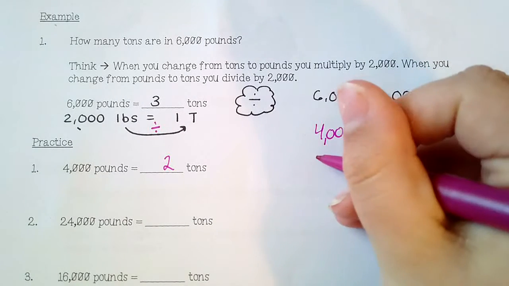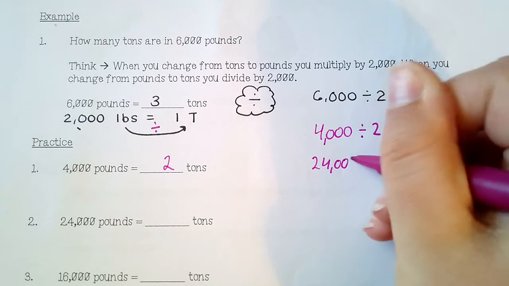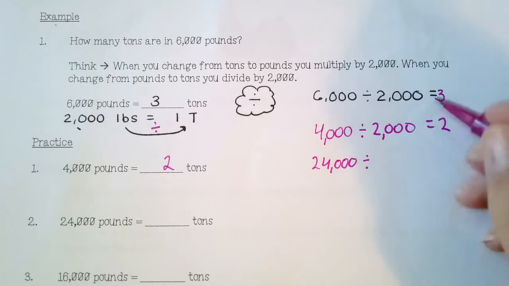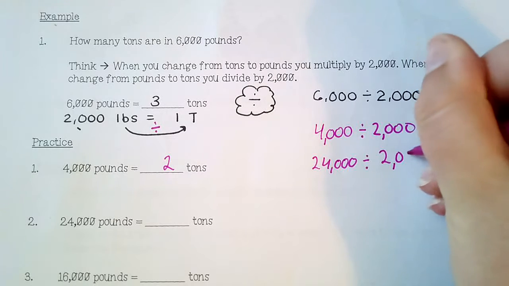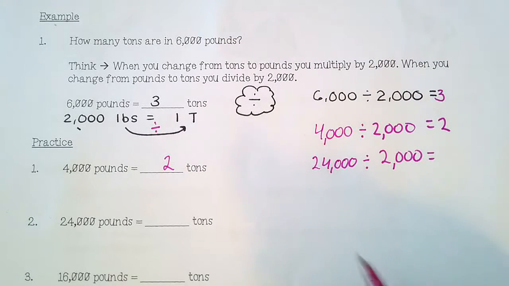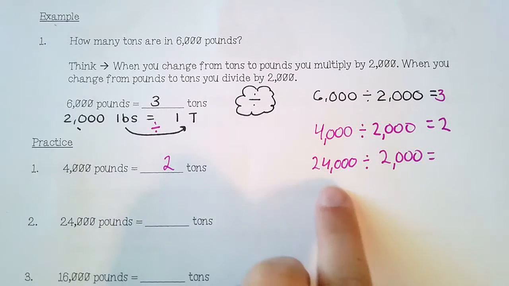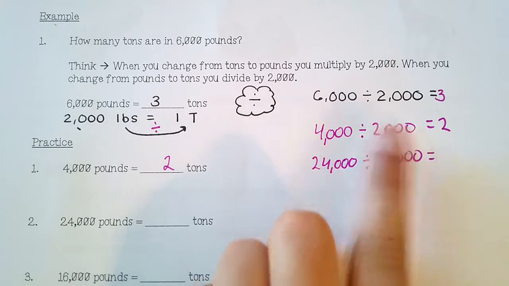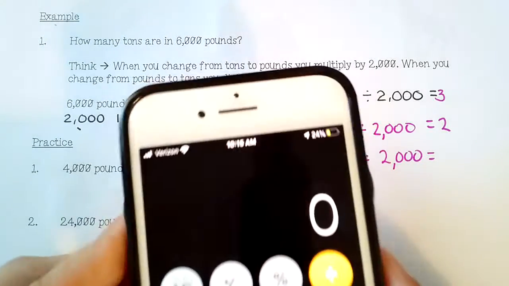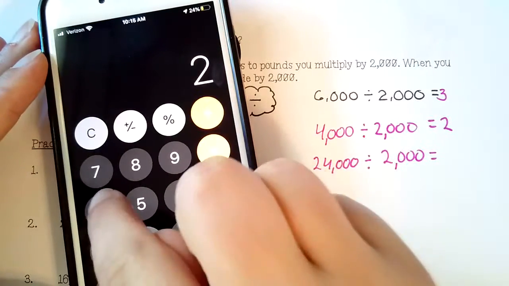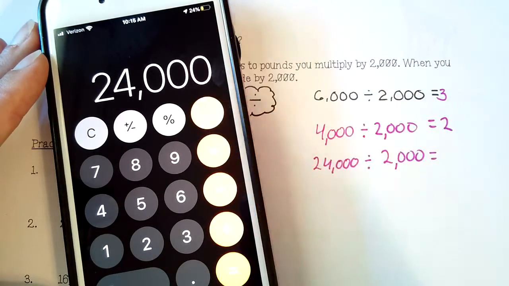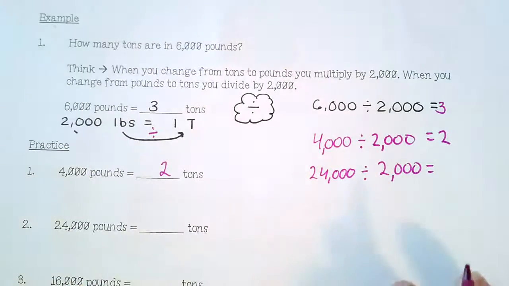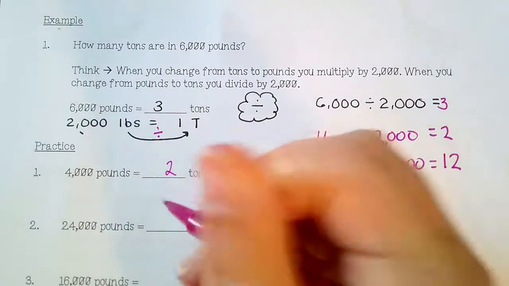24,000 pounds. So I'm going to take my 24,000, and we're trying to figure out how many tons, so I'm dividing it by 2,000. And so all I have to think of is, what is 24 divided by 2, okay? Again, if you know your multiplication and your division facts, you should be able to figure out 24 divided by 2. The zeros cancel each other out, okay? But if you want, I've got my little calculator here, you could also do 24,000 divided by 2,000, and your answer would be 12. So then that means it's 12 tons.